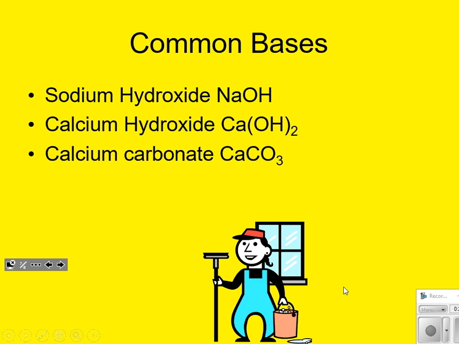Now, I don't think you have to write down the common bases, because these are all examples of naming that you should already be aware of. Sodium hydroxide, calcium hydroxide, calcium carbonate, a metal with a non-metal polyatomic ion each time. Ammonia is the only one that I drew up on the board that doesn't follow the naming pattern for ionic compounds that we've already done.